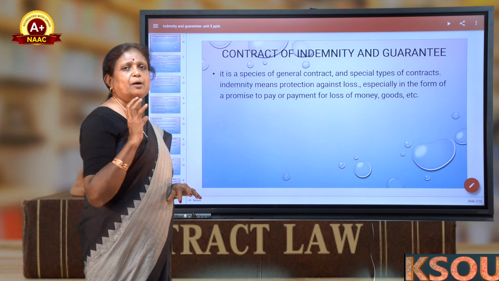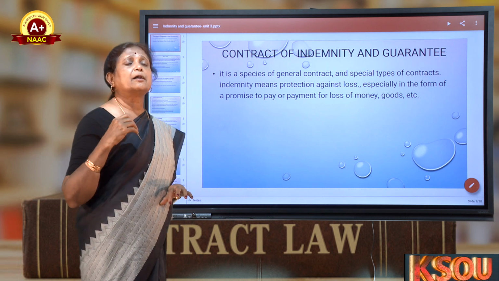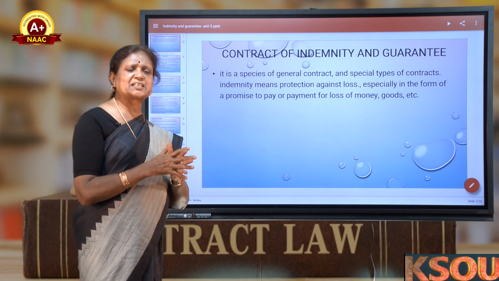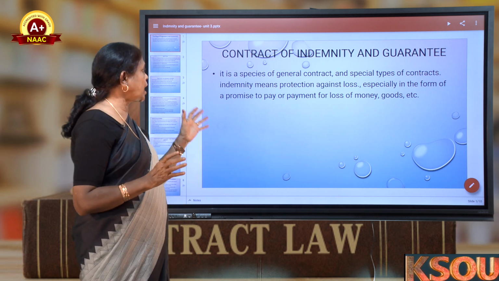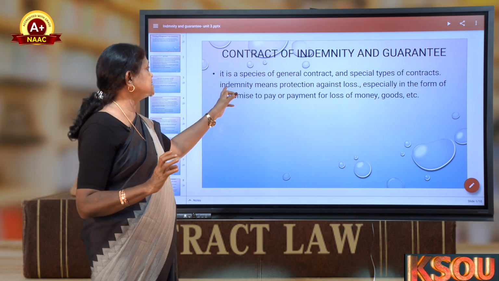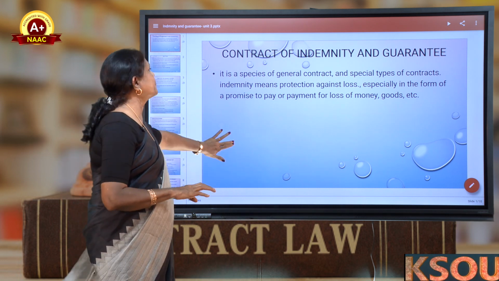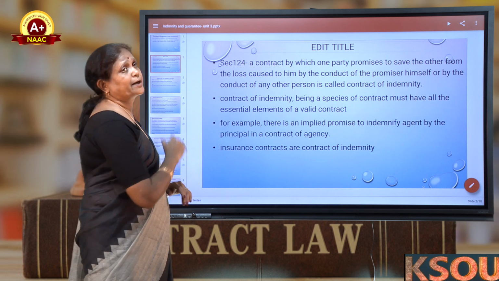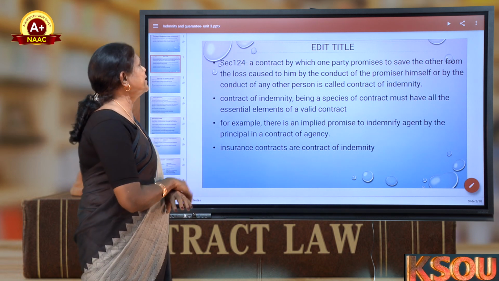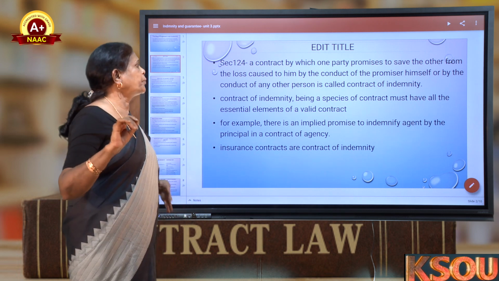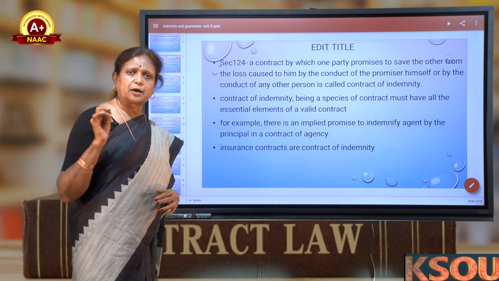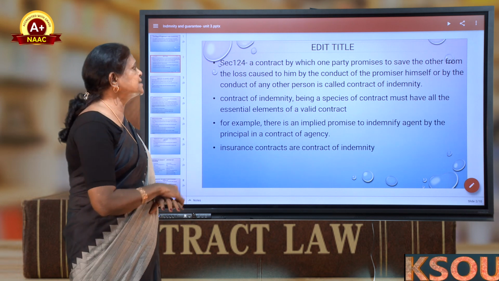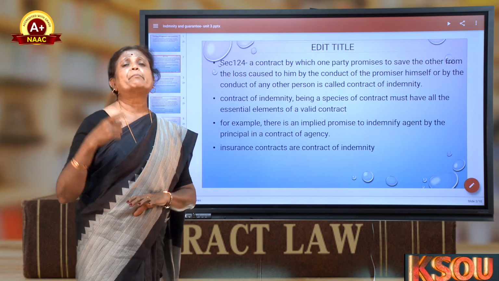Contingency means the performance of the contract depends upon the happening or non-happening of a particular future event. Nobody knows what will happen in the future. If a contract is made to perform a particular act depending on the happening or non-happening of an event, it is nothing but a contract of indemnity and guarantee. As per section 124 of the Indian Contract Act, indemnity means a contract by which one party promises to save the other from the loss caused to him by the conduct of the promisor himself or by the conduct of a third party. That means making good the loss to the sufferer by the other party.